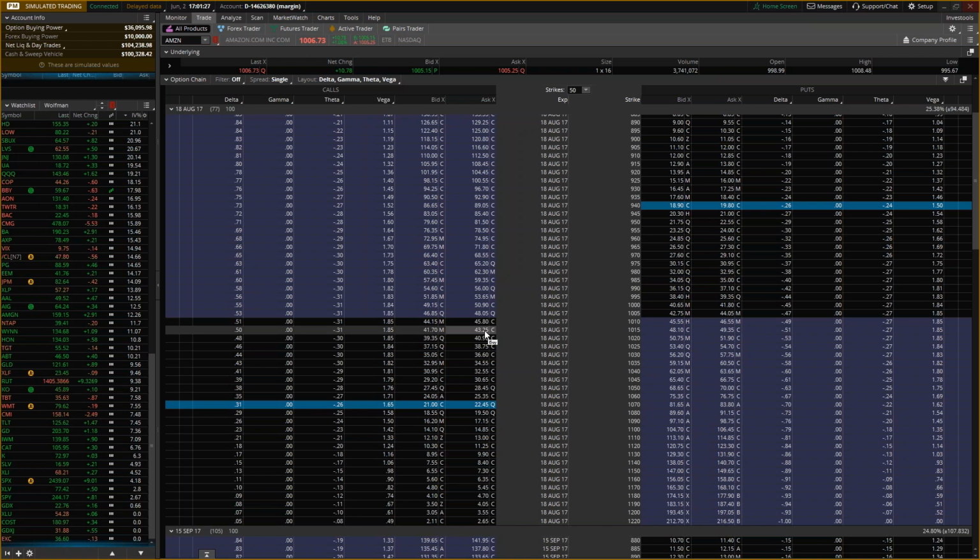But see, that means this is very bullish because the calls equal distance away from where the underlying are pumped up more than the puts. So this has a very bullish market assumption built into the option premium.